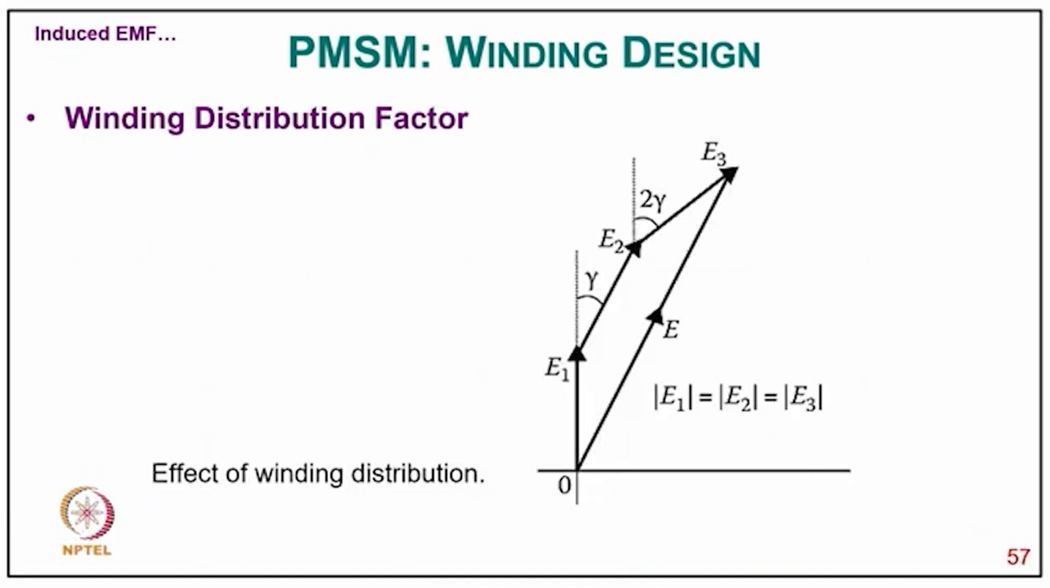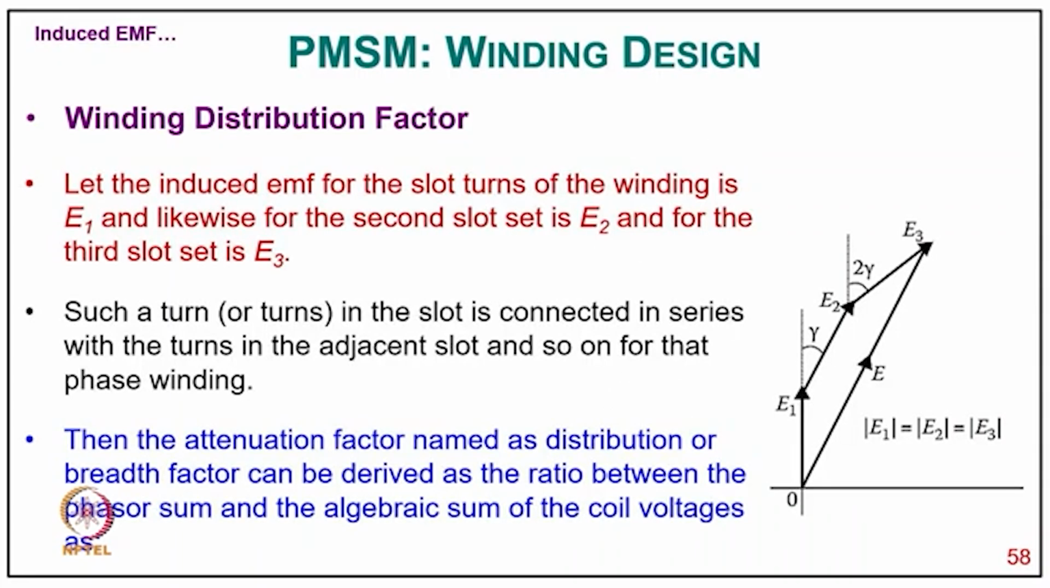As you can see here, the voltages E1, E2, E3 are at different angles of gamma as a slot angle, and you can see the total E is not an algebraic sum of E1, E2, E3, even though E1, E2, E3 are all equal. So this is the effect of winding distribution, that your E is less than 3E.